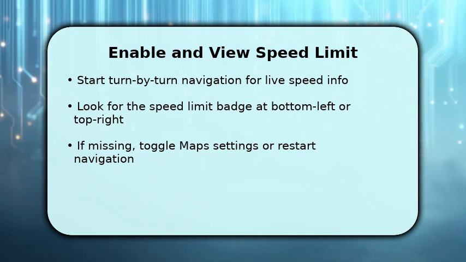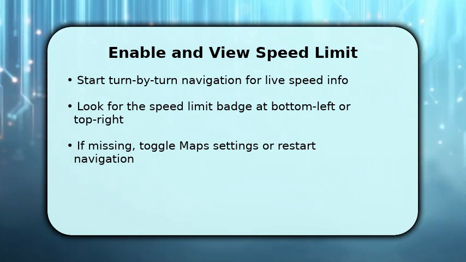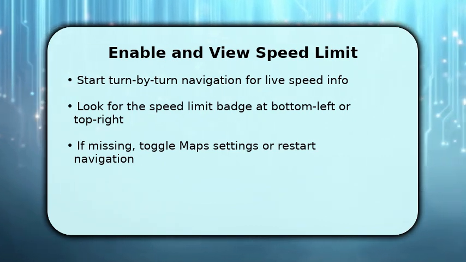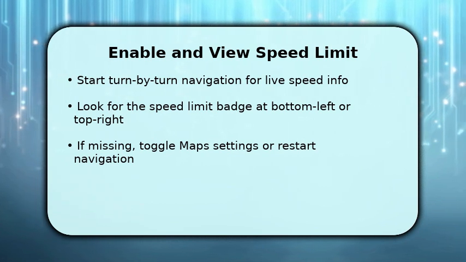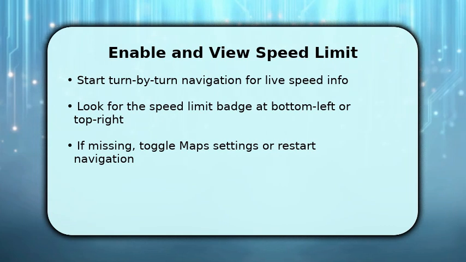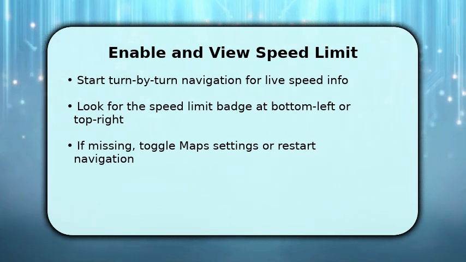That's the live limit. If you don't, open Settings, Maps, and ensure driving and navigation options are set to show speed. Make adjustments, then return to navigation and watch for the badge to populate while you move. This is how Apple Maps overlays real-time limits.